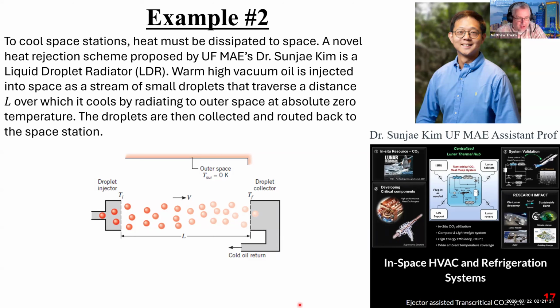So in other words, we have all these little droplets that are coming out at some initial high temperature, and then they're traversing some length L, and then they're getting captured by a collector, and over that traverse from the droplet injector to the droplet collector, they're radiating energy, losing energy to the environment, which is in this case assumed to be, I think, space at 0 Kelvin. And then they get collected here at the end and they're cooled down, and then you can just run them back through over here, run them again, and you can dissipate heat from whatever your space-based system is in that way.